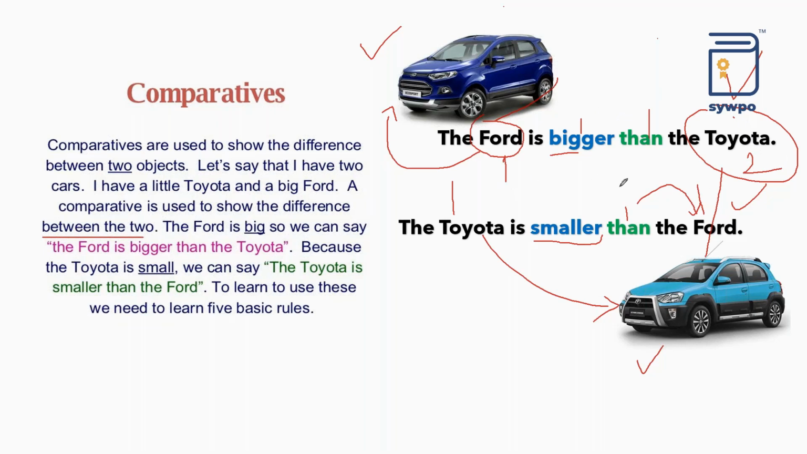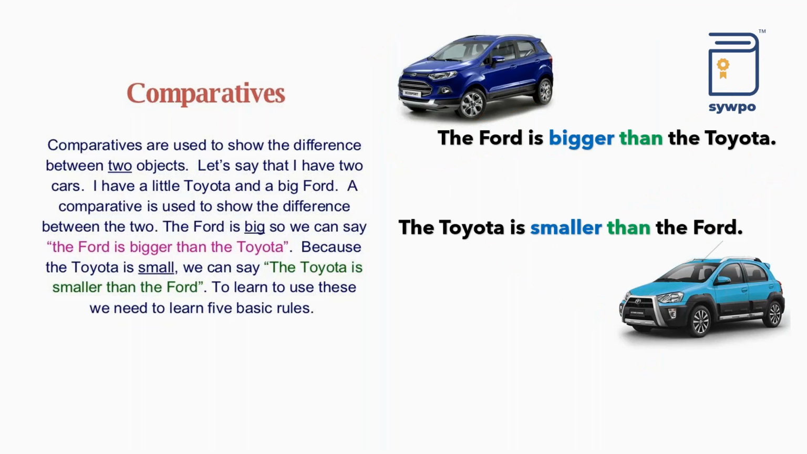So this is how we write it. I'm going to show you the structure later. So what do we do in comparison? We compare two things together to show differences between them. We show the difference between the two items and we need adjectives with that. Okay.